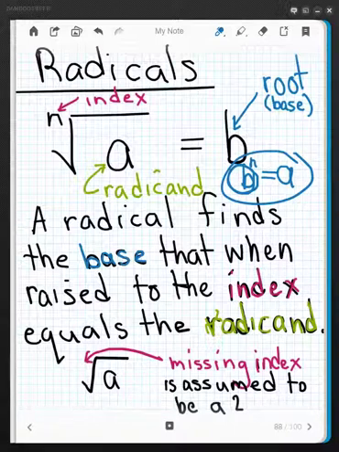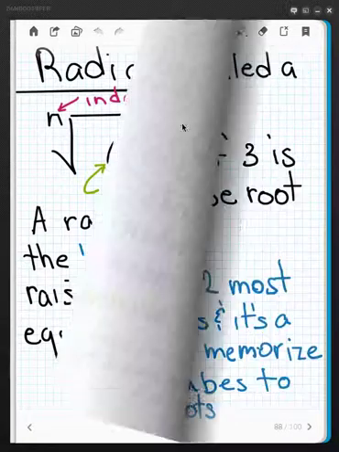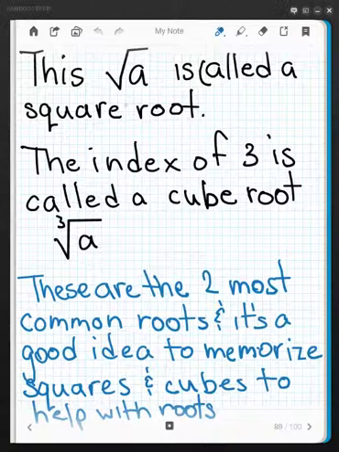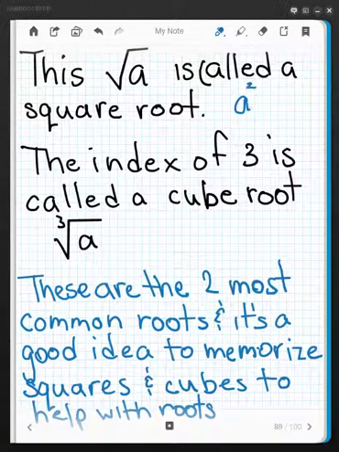Now, if that radical is missing the index, we assume that it is the index of a 2. That index of a 2, or the missing index up here, has a special name. It's called a square root. It undoes the square. And the index of a 3 also has a special name. It's called a cube root. Just like when we had an a to the second power, we called it a square, and when we had an a to the third power, we called it a cube. Well, this is the square root, and this is the cube root.